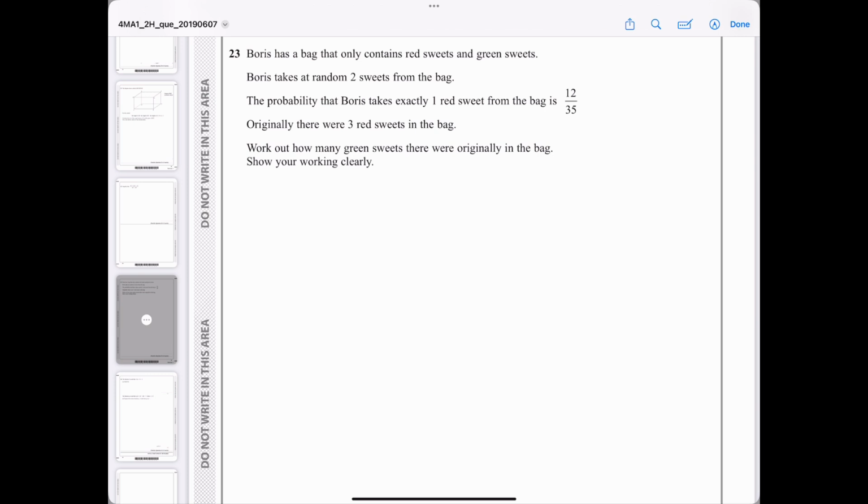The probability that Boris takes exactly 1 red sweet from the bag is 12/35. And originally there were 3 red sweets in the bag. Work out how many green sweets there were originally in the bag.